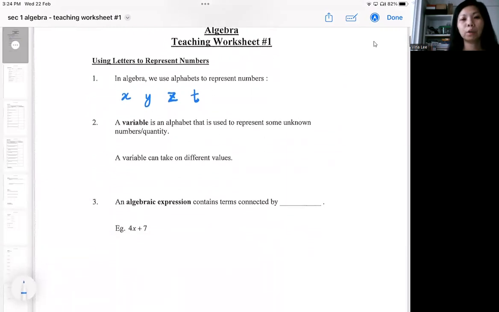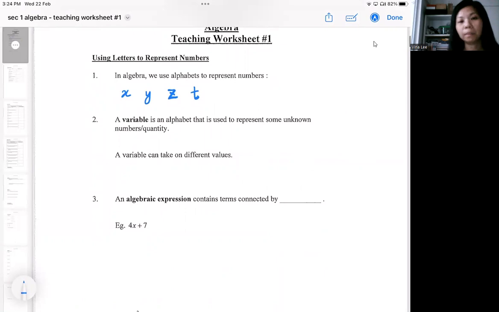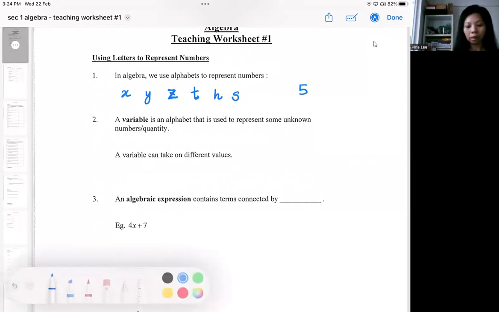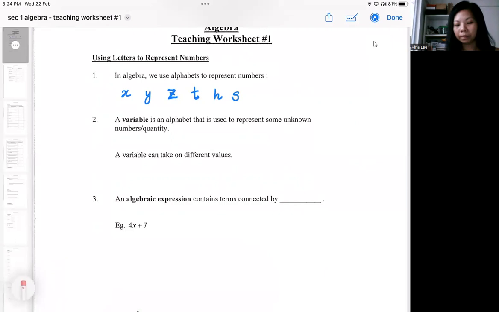So I'm just showing some generic ones. Along the way, we'll see some more. Sometimes we will have H. Sometimes we will have S. If you have S, also try to write properly, or else it might look like a 5. So it all boils down to your handwriting.